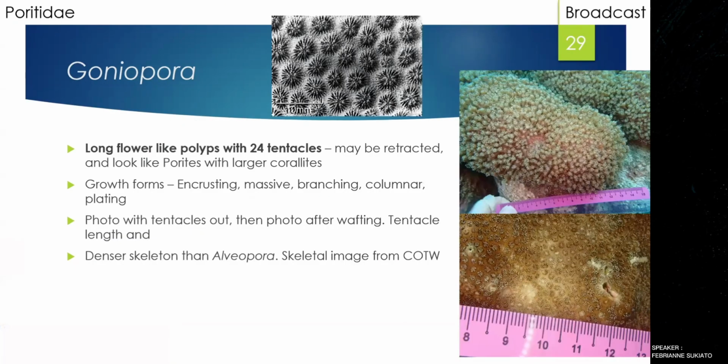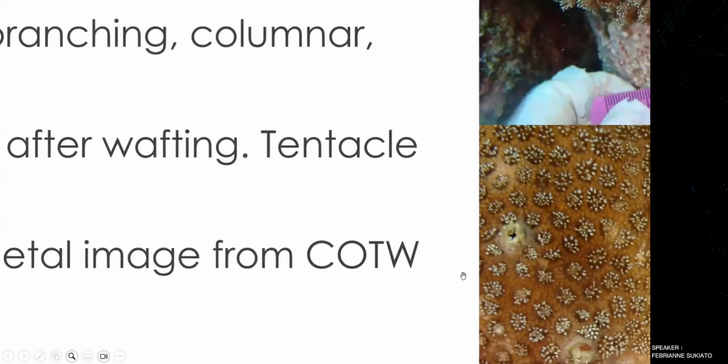So Goniopora, I would say, is relatively easy to identify, and it's generally also everywhere. Most people would at first glance think that it is a soft coral, and it is not a soft coral. It is definitely a hard coral. If you waft it, the tentacles retract into the skeletal body. And then here is what it looks like retracted. This is of the same colony.